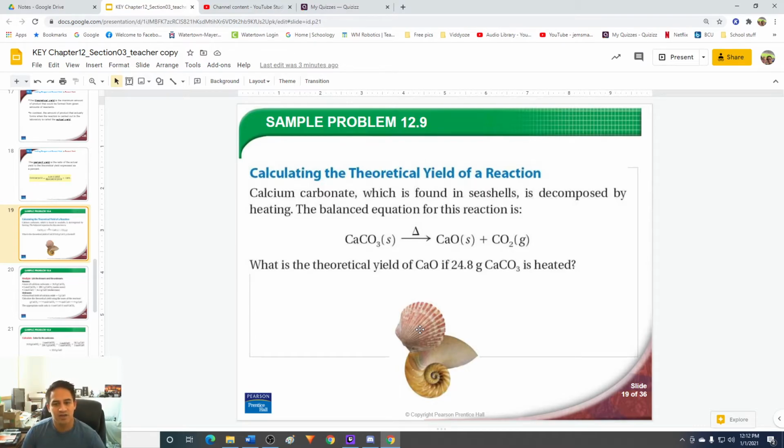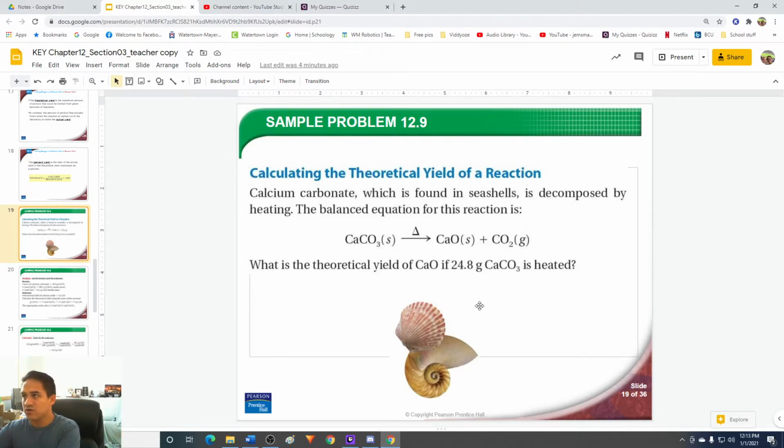So it says calculating the theoretical yield of a reaction. Calcium carbonate, which is found in seashells, is decomposed by heating. The balanced equation for this reaction is CaCO3 solid breaks down. The little triangle means that there is heat being applied, and then you get calcium oxide and carbon dioxide gas. So the question is, what is the theoretical yield of calcium oxide if 24.8 grams of calcium carbonate is heated?